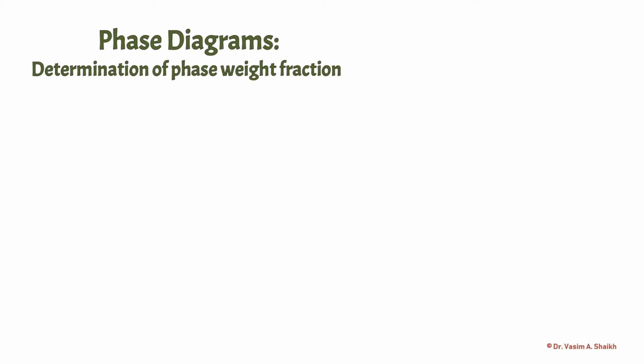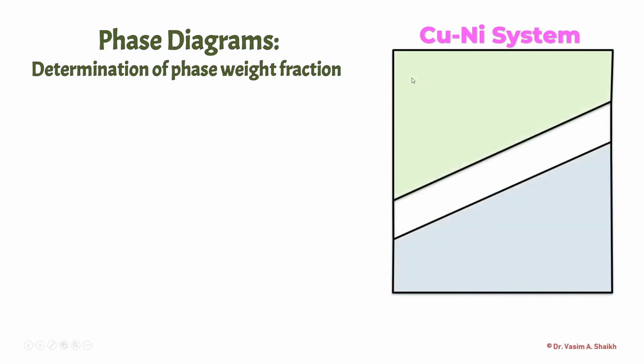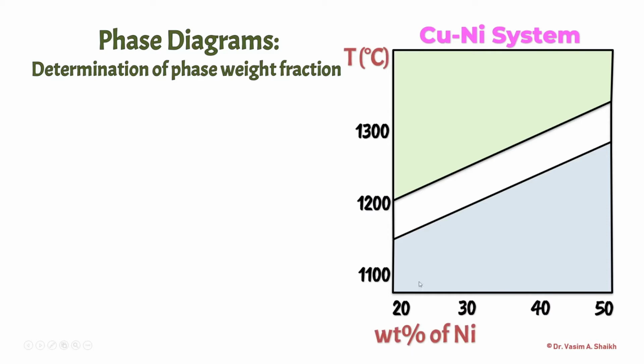To determine the phase weight fraction or the percentage of phase present in a system, again we need to take an example of a phase diagram. Here again we are taking the example of the copper nickel system. It is a binary phase diagram consisting of two components, copper and nickel. On the x-axis we have the weight percent of nickel going from 20 to 50, and on the y-axis we have the temperature going from around 1100 to 1300 and just beyond that.